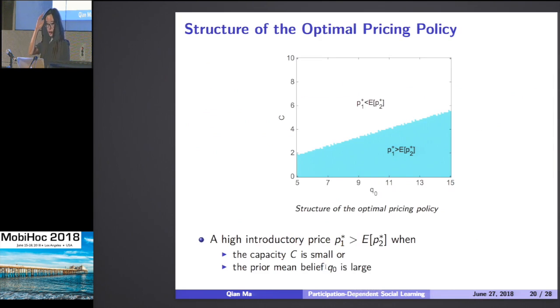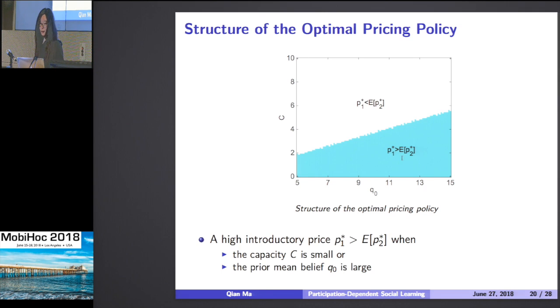Then we show the structure of the optimal pricing policy through this simulation result. On this figure, the x-axis is the prior mean Q0, which varies from 5 to 15. The y-axis is the provider's capacity, which varies from 0 to 10. So on this figure, there are two regions. The white region represents the case where the first period price is smaller than the second period price. This means that the provider will set a discount in the first period to attract more users. The blue region represents the case where the first period price is higher than the second period price, which means that the provider will set a high introductory price.